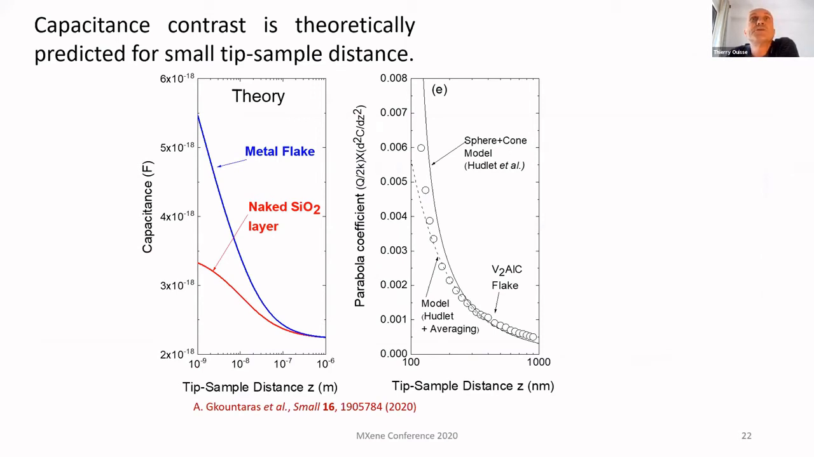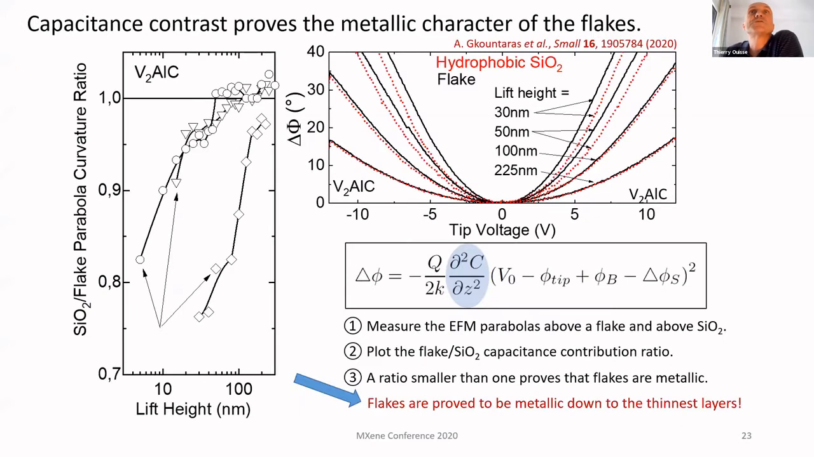It's possible to compute theoretical values of the capacitance expected in the two possible configurations, with or without flake. The left figure plots the variation of the capacitance versus tip sample distance, and we do expect a substantial contrast for the smaller distances. So the validity of the model can be assessed by comparing the computed and measured values of the parabola coefficient versus tip sample distance. And as you can see here from the left figure, agreement is indeed excellent, strengthening our confidence in the model used. So now let us go to the proof.